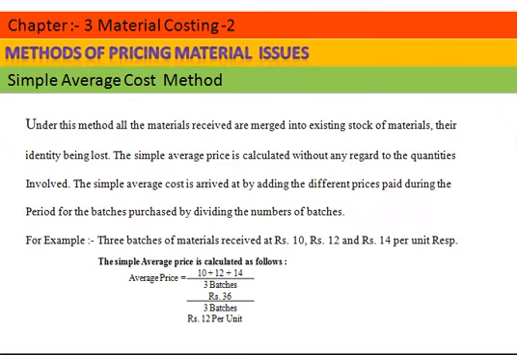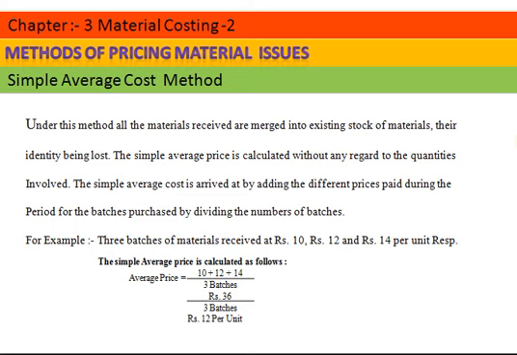Simple Average Cost Method. Under this method, all the materials received are merged into the existing stock of materials, their identity being lost. The simple average price is calculated without any regard to the quantities involved. The simple average cost is arrived at by adding the different prices paid during the period for the batches purchased and dividing by the number of batches.